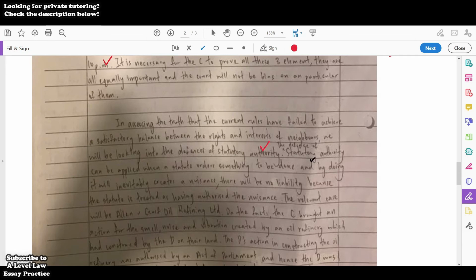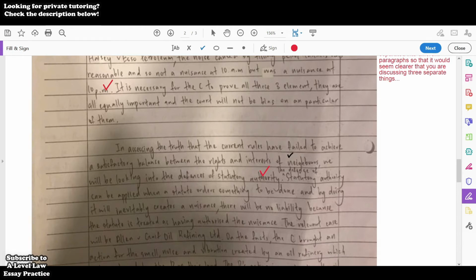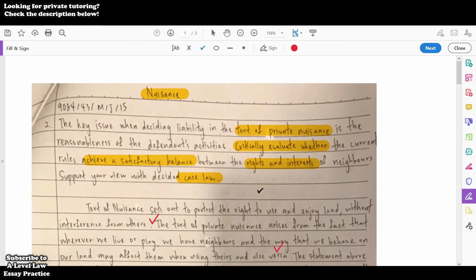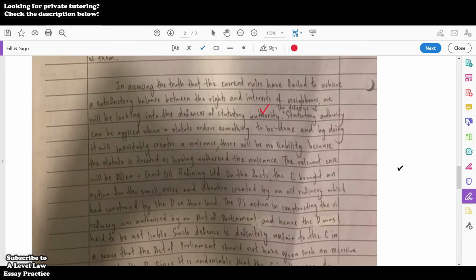Another thing that I want to highlight is that it is good that the student did from here onwards address the question. And of course, the question is asking you to critically evaluate whether or not the rules achieve a satisfactory balance between the rights and interests of neighbors. Okay, let's move on.